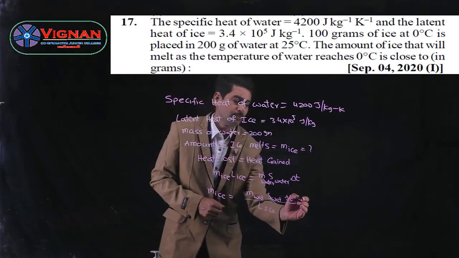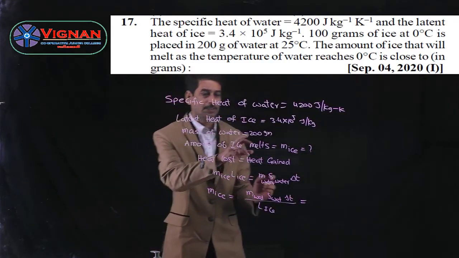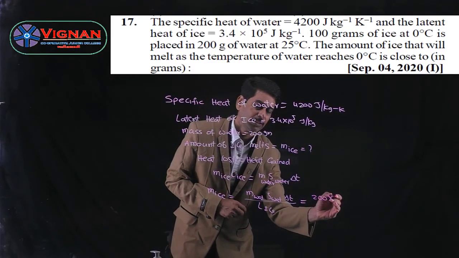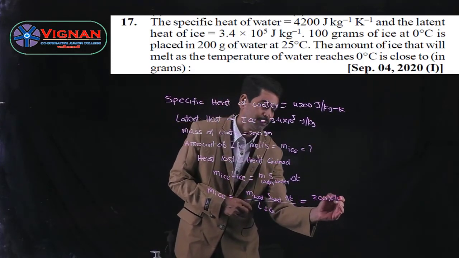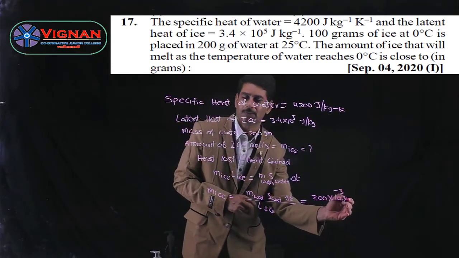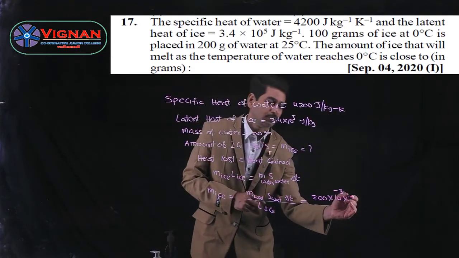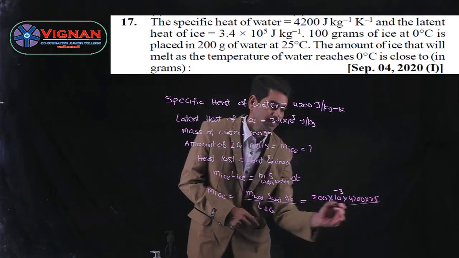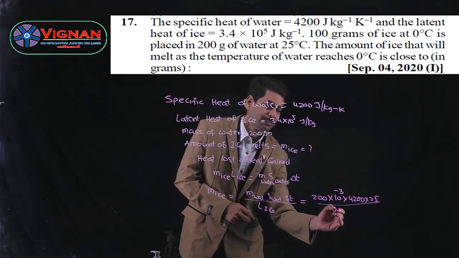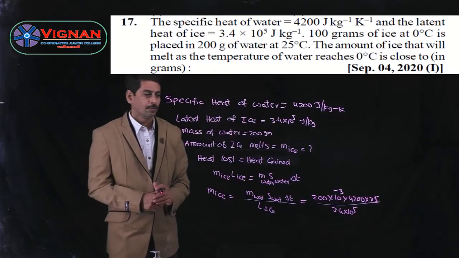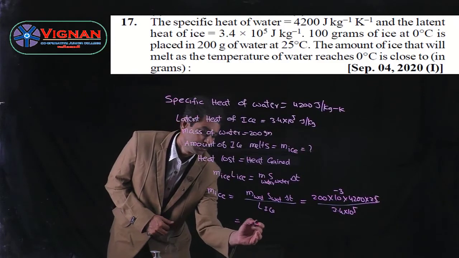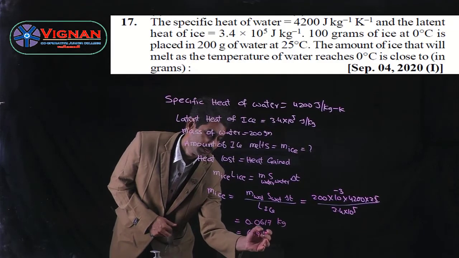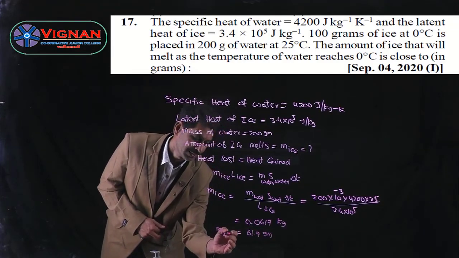So the mass of the water is given as 200 grams. This will be converted into MKS. 200 into 1 kg is equal to 1000 grams, which is 10 power minus 3. The specific heat of water is 4200 and the change in temperature is 25 minus 0, so it is 25, divided by latent heat of ice, 3.4 into 10 power 5. So on solving we get this as 0.0617 kg, that is equal to 61.7 grams. So this is the mass of ice that is melted, in grams.